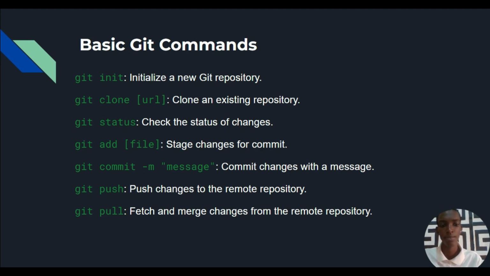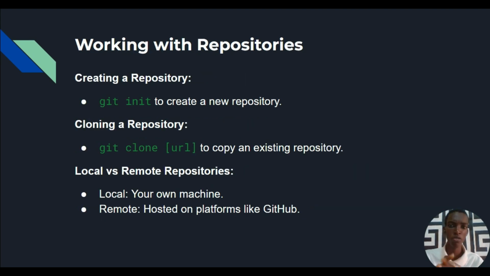Now let's see this. So we said working with repositories. To create a repository, git init creates a new repository. When we say cloning a repository, we say git clone. This is used to copy an existing repository. Now local versus remote repositories. A local repository is your own, it's on your machine. But a remote repository is online, hosted on platforms like GitHub.